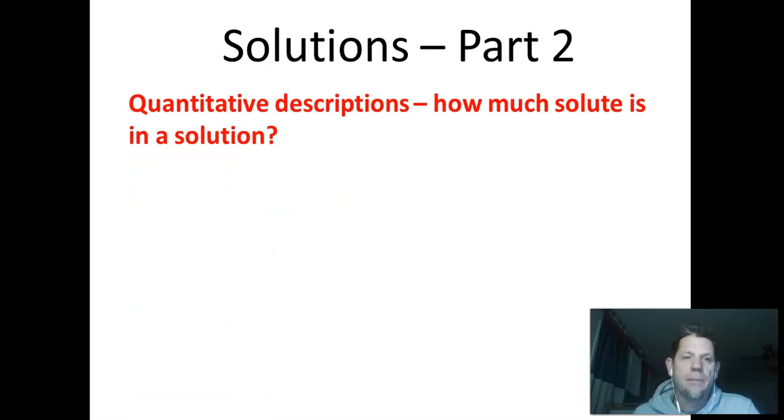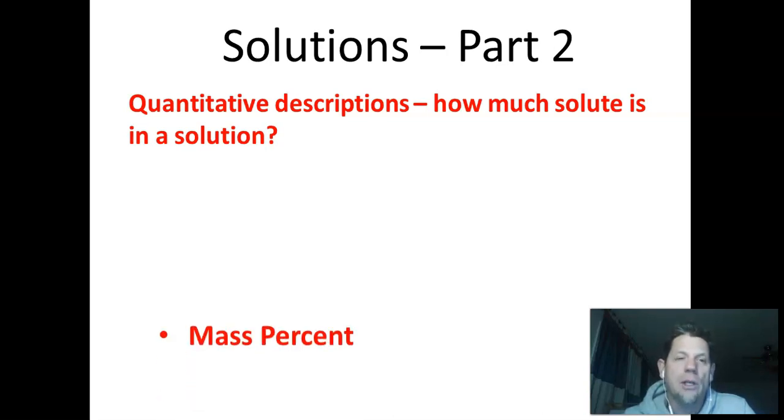Last time we talked about qualitative descriptions. This time we're going to talk about quantitative. That means numerical stuff. So we're going to look at how much solute is in a given solution, how much stuff is actually there. Before we were just saying it's a little bit, it's a lot, concentrated or dilute, a high mass or a high concentration.